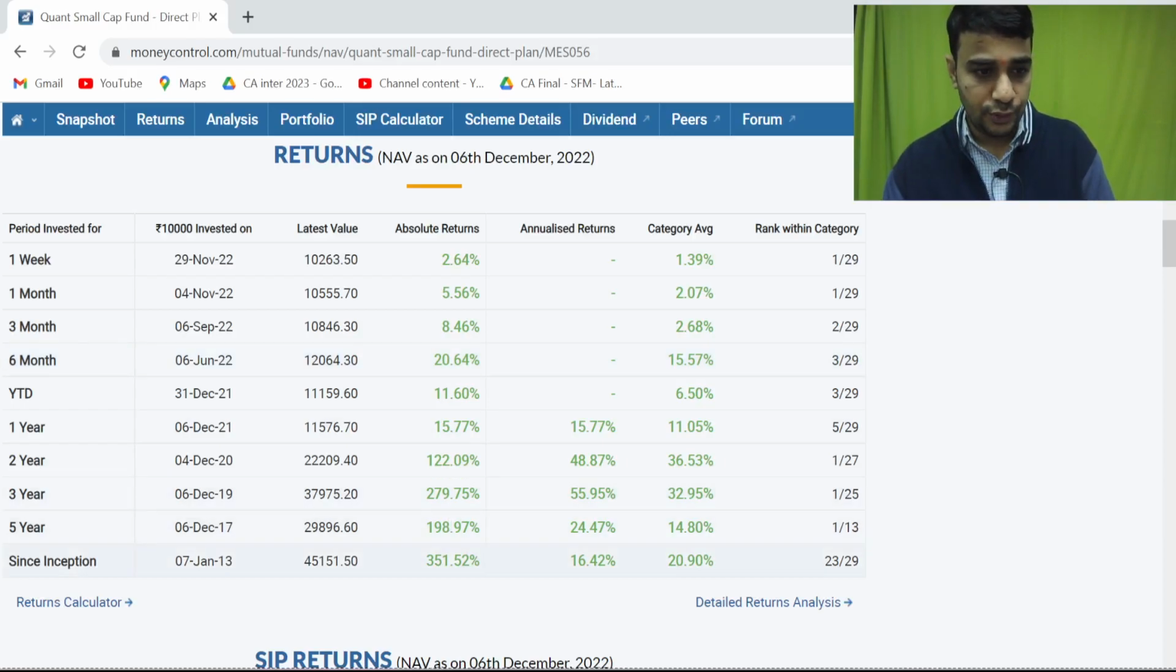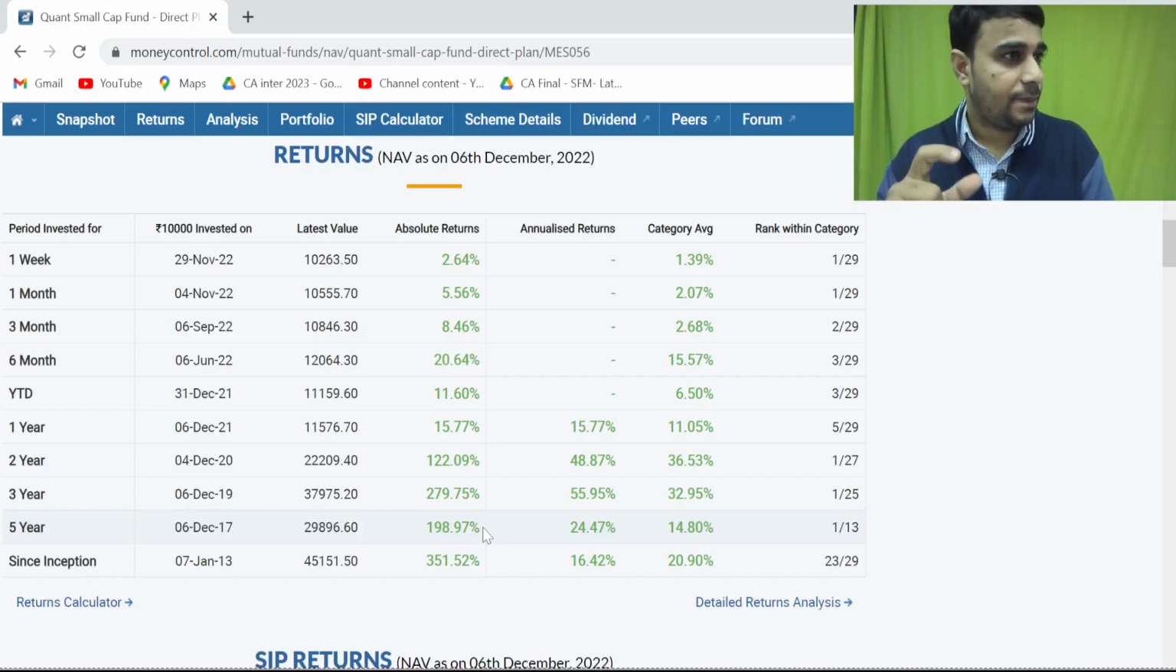You look at the absolute 5 year return, 198 percent, which is the holding period return. We would take 198.97 divided by 5 into 12 by m and calculate the return. That will be some 40%. That 40% is of no use in the practical world, because the IRR is 24.47. In the practical world, returns basically mean IRR.